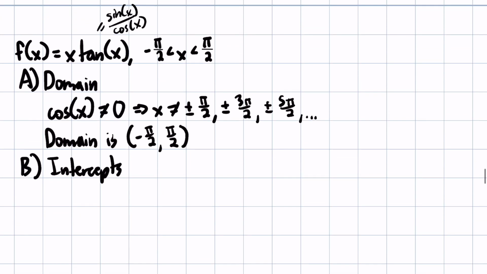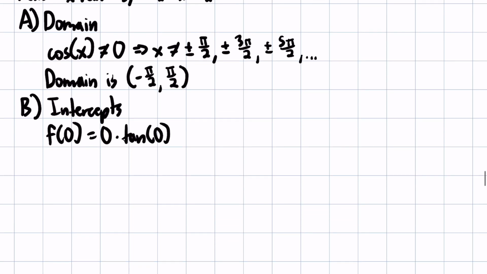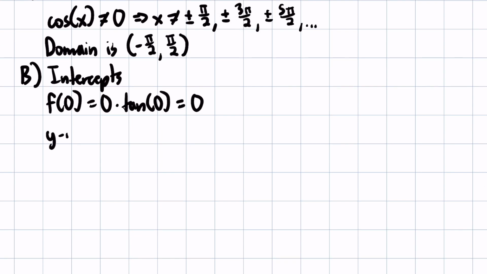So to find our y-intercept, we want to plug in 0 for x. So f of 0 equals 0 times tangent of 0. Obviously, we're multiplying by a 0. Tangent of 0 also happens to be 0. So this is 0. So our y-intercept is going to be at the point (0, 0).